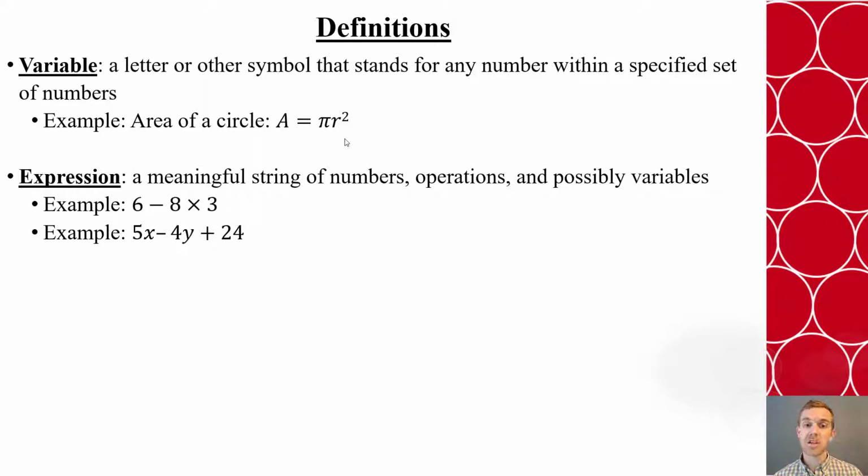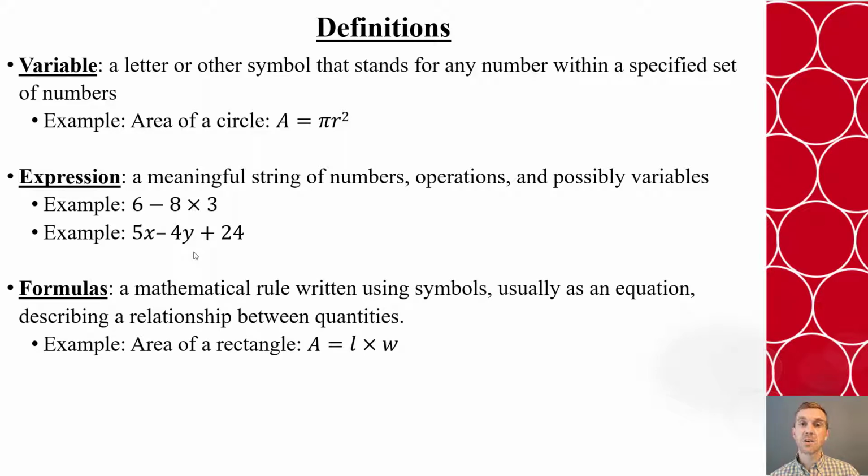Now, an expression is a meaningful string of numbers, operations, and possibly variables. Here are two examples of expressions. The first one is called a numerical expression because it is an expression made up solely of numbers. The second one we think of as an algebraic expression because we have variables integrated into this expression.